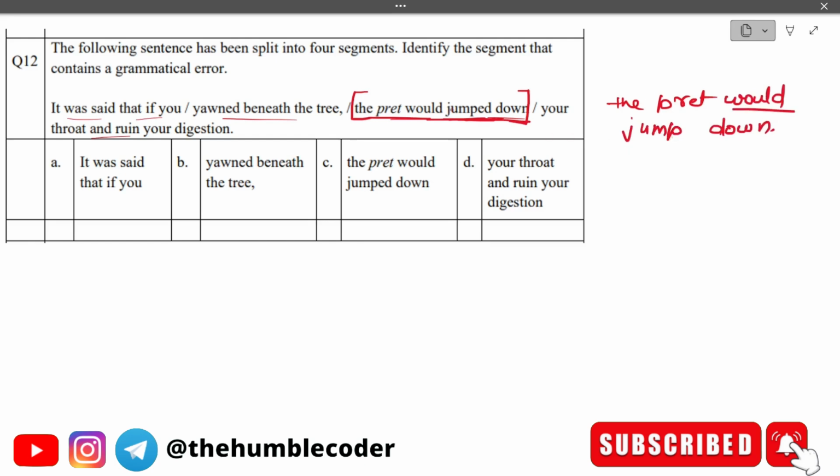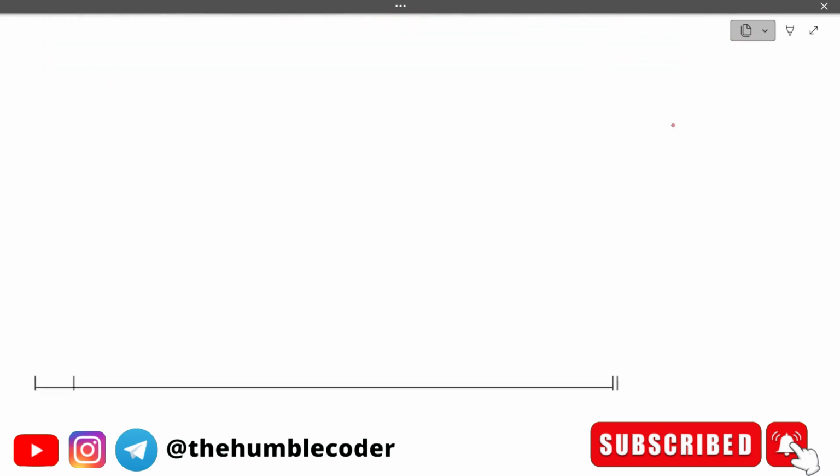So that is why, how can we use "jumped" here, right? Hope you understand it. This is a grammatical error. So that is why the correct answer in this case would be option number C. See, we don't have to tell the correct sentence. We just have to figure out which part has the grammatical error, and then our work is done.